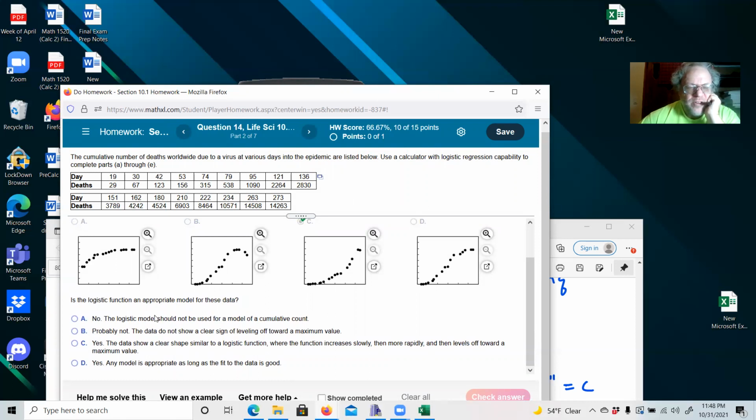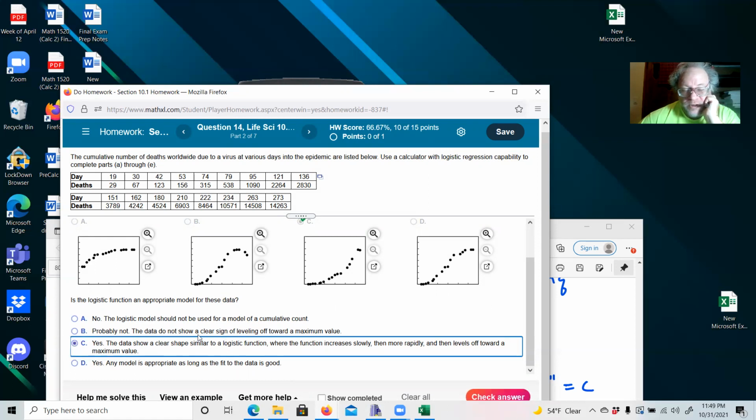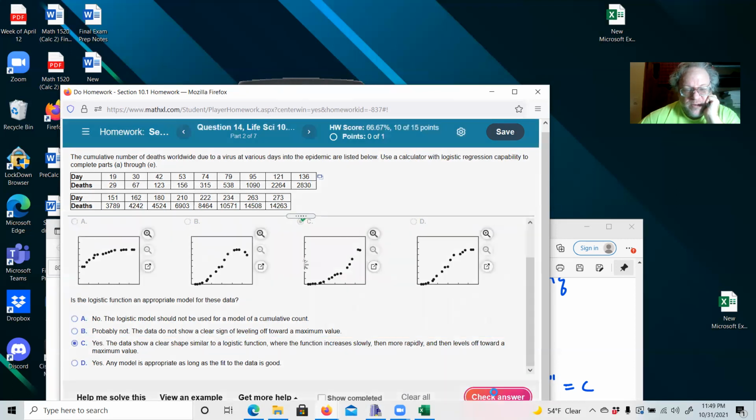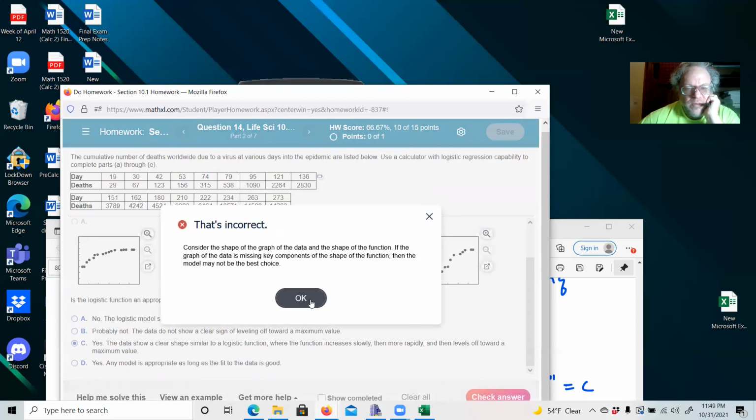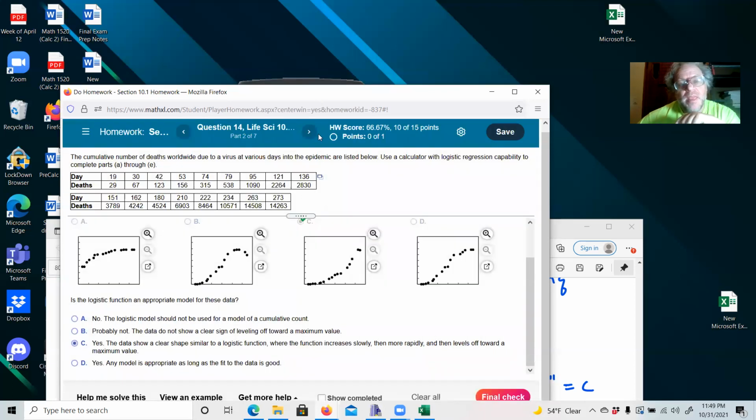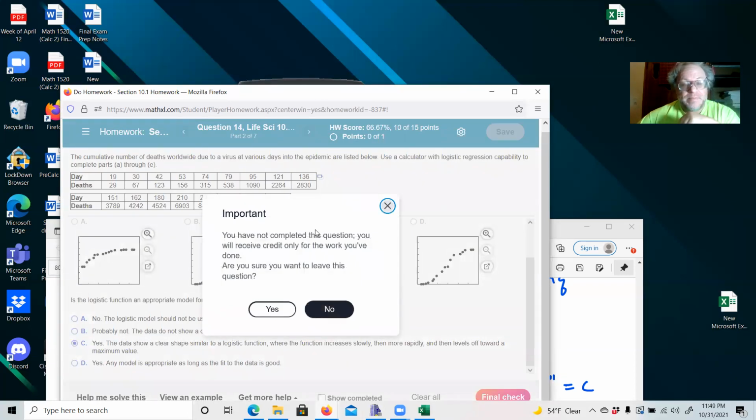Is it an appropriate function? Yes, the logistic model should be used for a cumulative count. They do show a clear thing for the logistic curve. Any model is appropriate as long as the fit to data is good. That is not true. Regression does not want you to do that. Regression wants you to pair the model. Oh, we are going to fight. Okay. All right. I'm going to leave it.